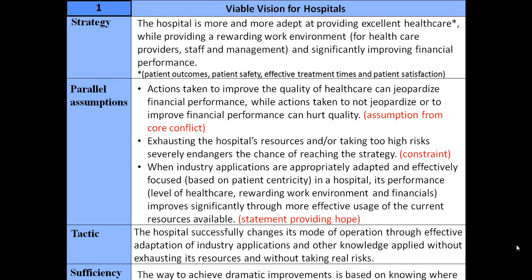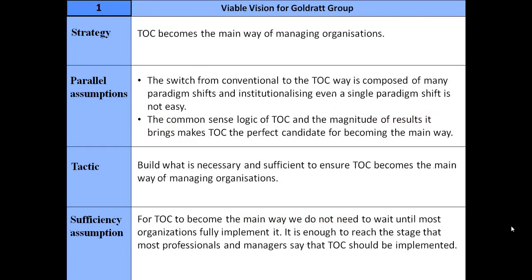So this I wanted to show you an example of level 1 of a transformational strategy and tactic tree for a service organization for hospitals. So there is work being done in services with respect to TSTTs. This is level 1 of the Goldrett Group viable vision, which is a strategy as TOC becomes the main way of managing organizations.